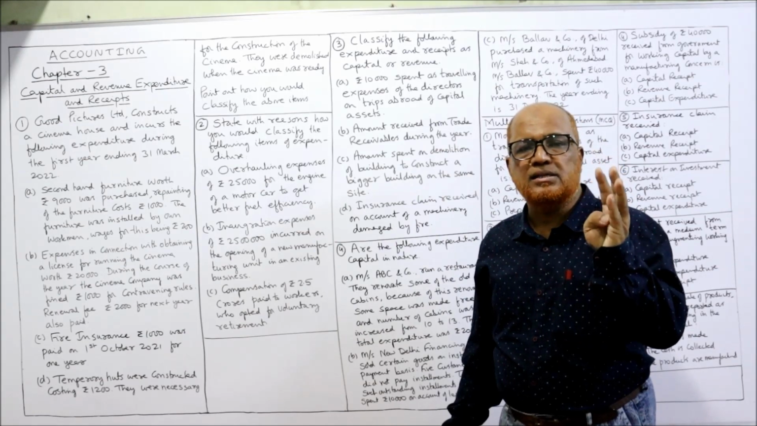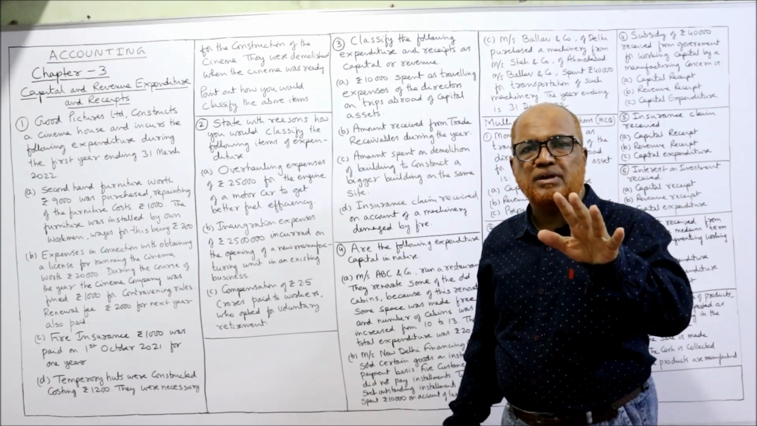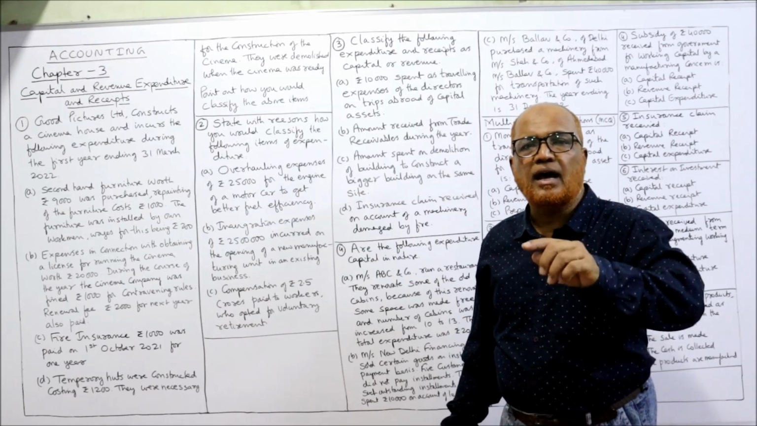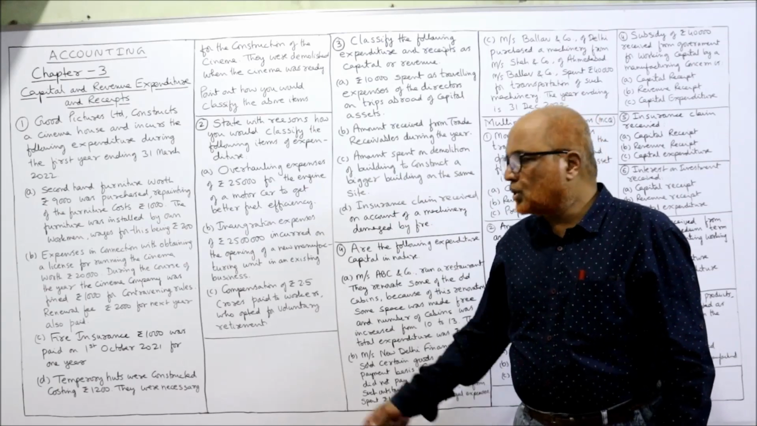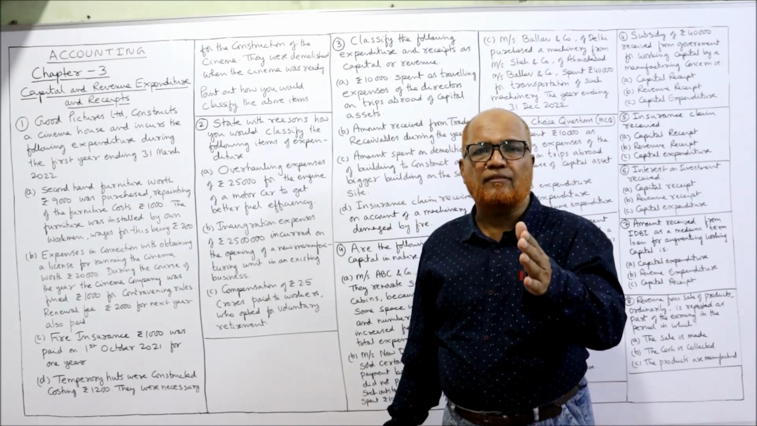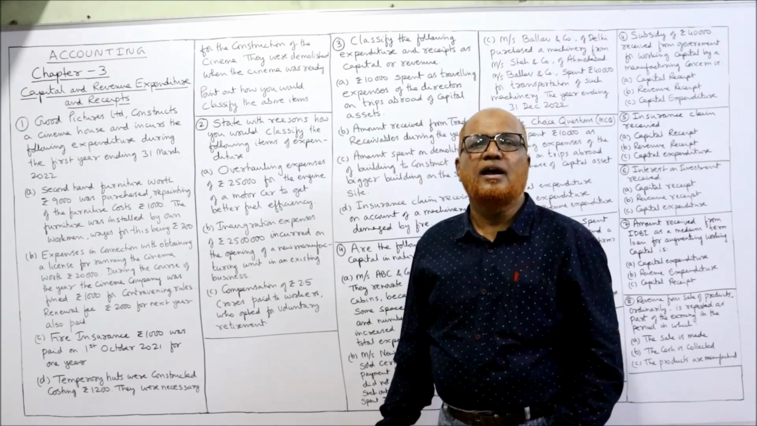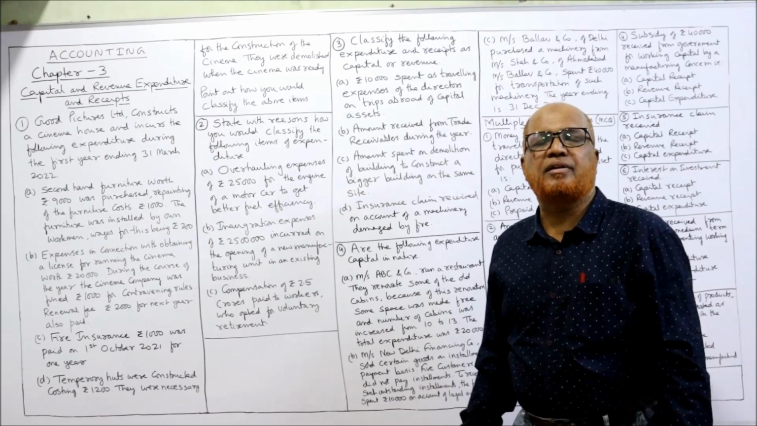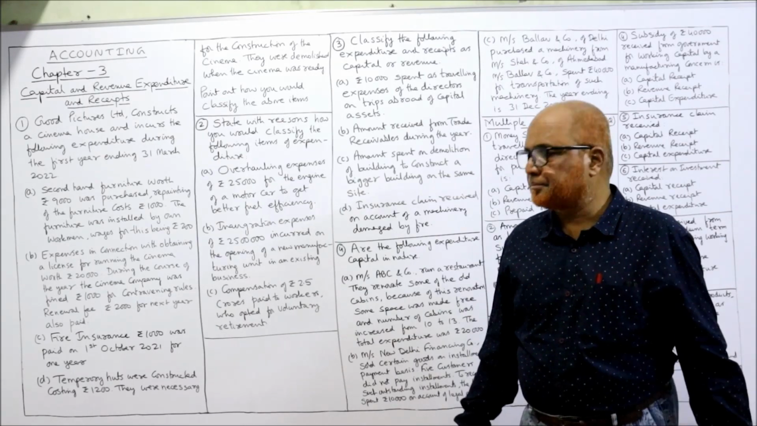October, November, December, January, February, March. 6 months are falling in the current year and the remaining 6 months are falling in the next year. So this 1000 is for 12 months. Now we have to make it half. 500 rupees is a revenue expenditure of the current year and the remaining 500 rupees will be treated as a prepaid. It will be treated as an asset.